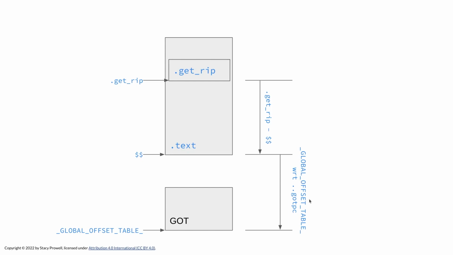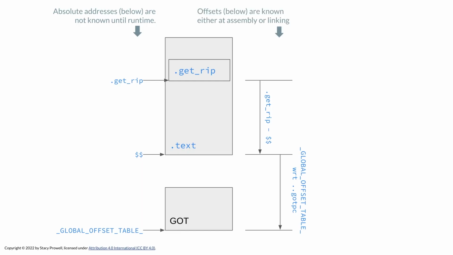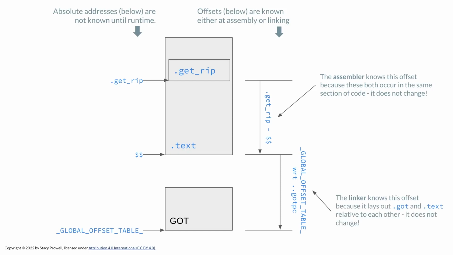Let's see how this all fits together. Absolute addresses not known until runtime. Offsets known either at assembly or linking. The assembler knows this offset because they occur in the same section of code and it doesn't change. The linker knows this offset because it lays out the GOT and the text in relation to each other, and that doesn't change. The value of get RIP can be found at runtime using that call pop trick.